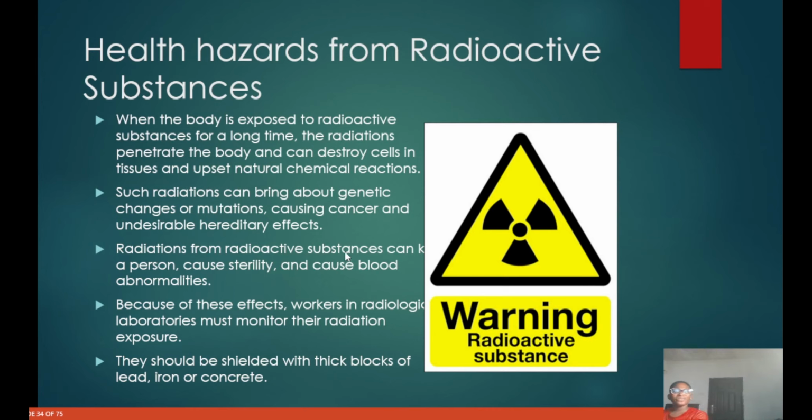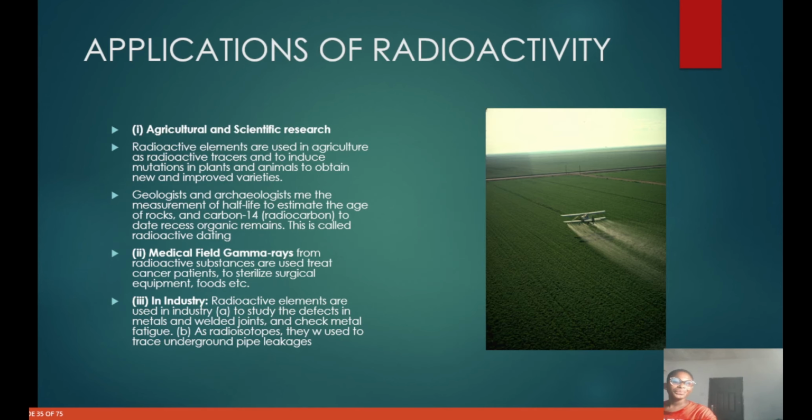Radiation from radioactive substances can kill a person, cause sterility, and cause blood abnormalities. Because of this effect, workers in radiological laboratories must monitor their radiation exposure. They should be shielded with thick blocks of lead or iron or concrete.